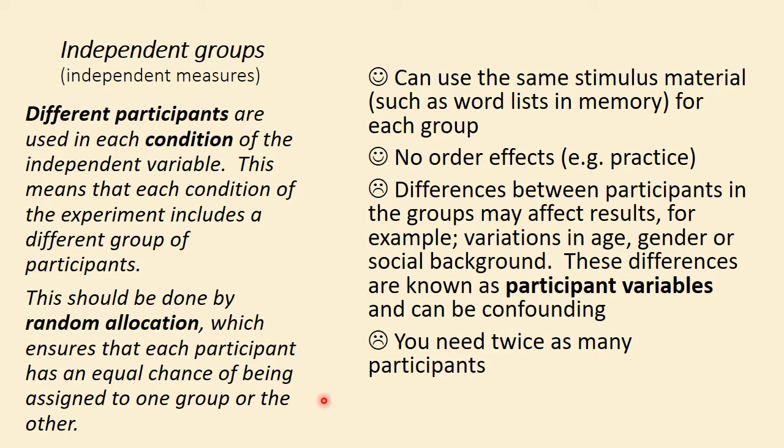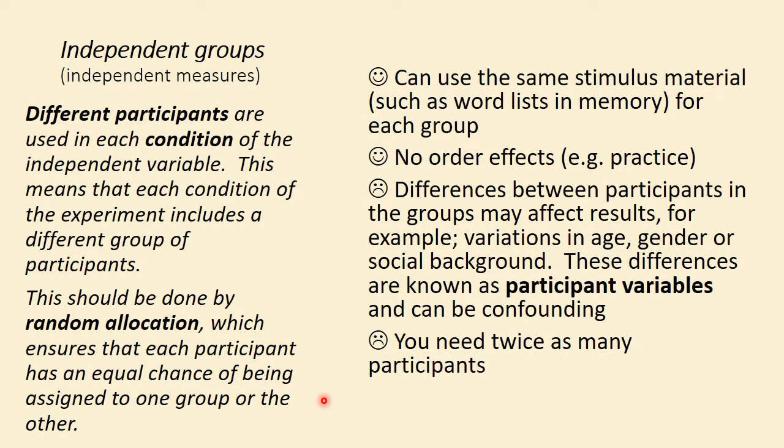An example of this might be Zimbardo's Stanford Prison study, where he took his participants and then randomly allocated whether or not they would become a prisoner or a prison guard. The reason why this is important is you want to be sure that any results that you find happened because of the IV, whether or not they were a prisoner or a prison guard, and not for some other reasons. So random allocation is important and should always be used when using independent measures.